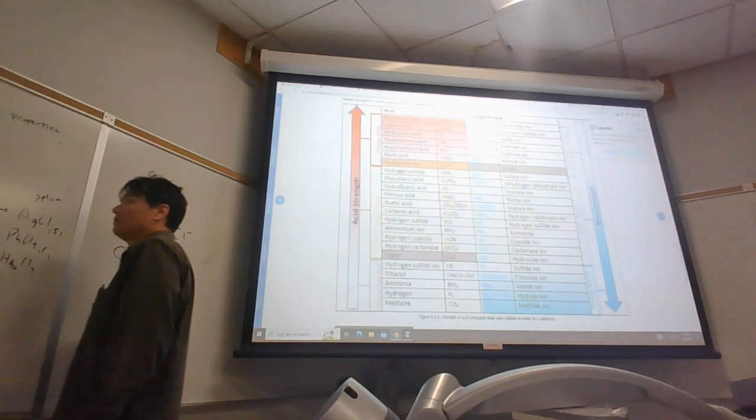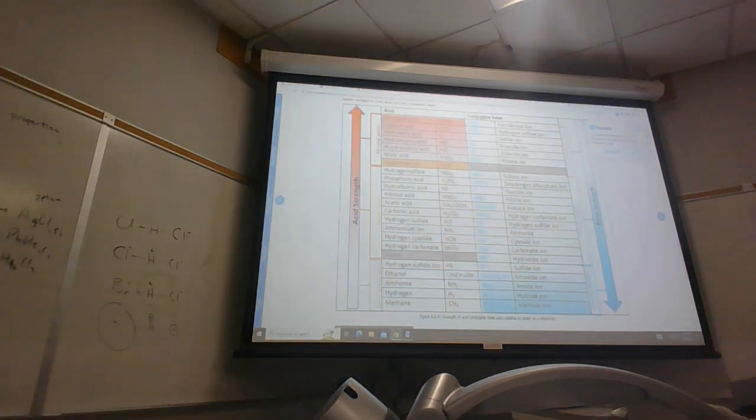Okay, in terms of relative strength, as far as acids go, H plus, where would you rank that? Strong, moderate, or weak? Strong. And as far as chloride goes, where would you rank that? Strong, moderate, or weak? Weak.